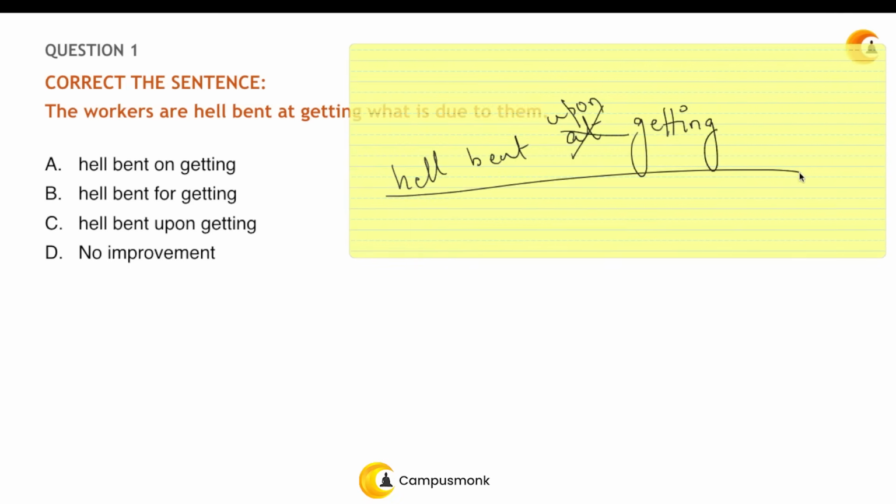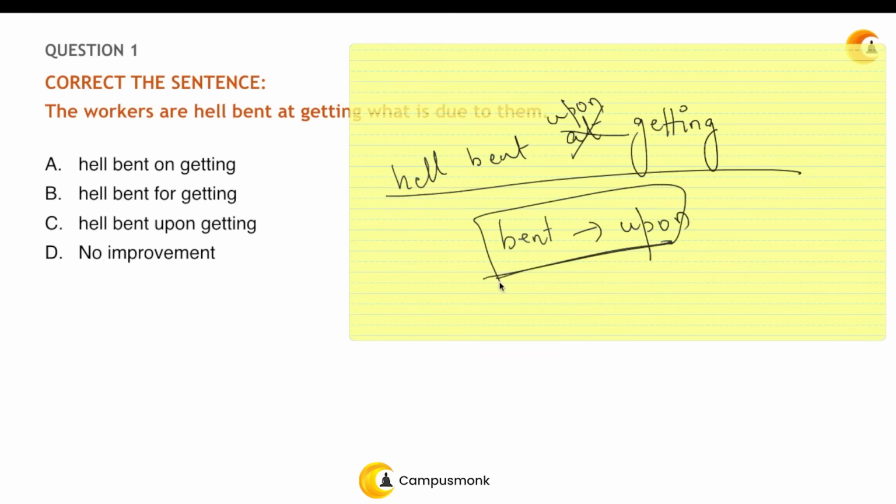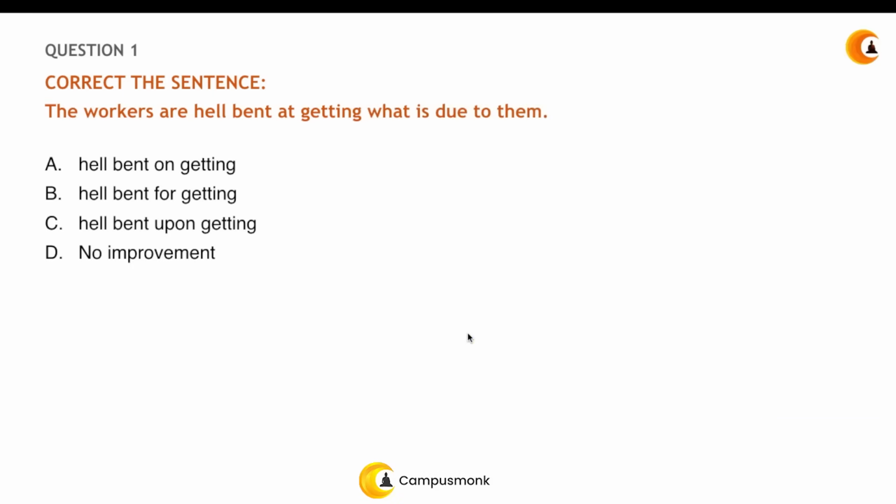Okay, what is due to them, right? So bent is followed by upon. Okay, so now buddies, I'll be getting you a list of words that are followed by certain words, and it is mandatory to use them, right? Without which the statement is actually grammatically wrong. So bent is followed by upon, so your answer is option C, that is hell bent upon getting what is due to them.